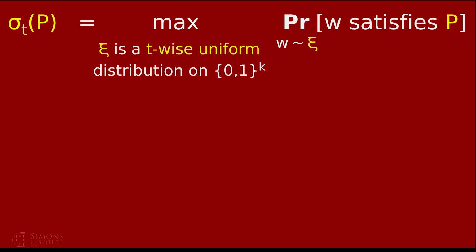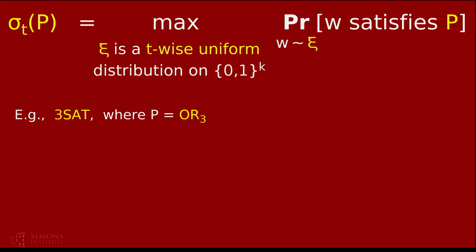I do want to say some slightly technical things. So let me tell you what this sigma t of p is. P is some predicate of arity k, operating on k bits. You look at all t-wise uniform distributions on 0, 1 to the k. These are distributions where for every subset of t of the k positions, xi's marginal is the uniform distribution. And then you see how much probability mass xi puts on satisfying assignments for p. So you try to find the best t-wise uniform distribution in terms of having a lot of probability mass on p satisfying assignments.